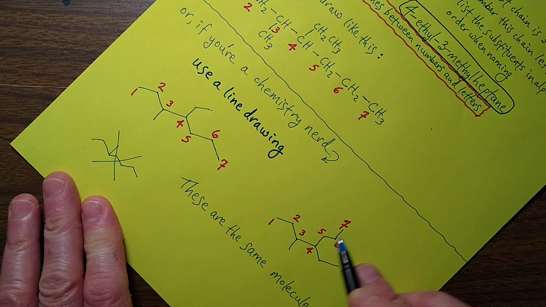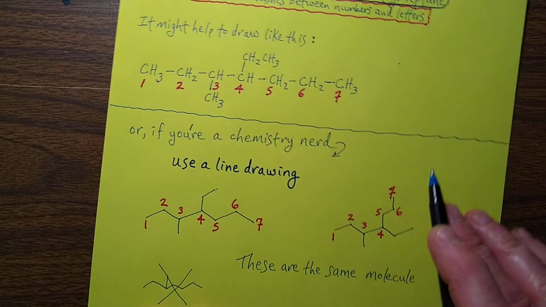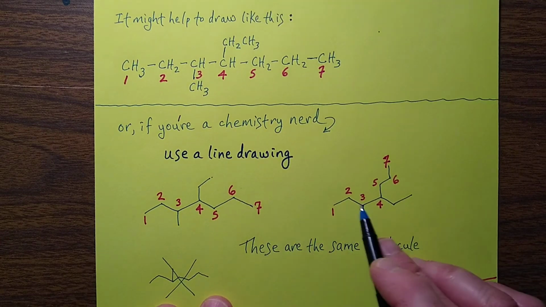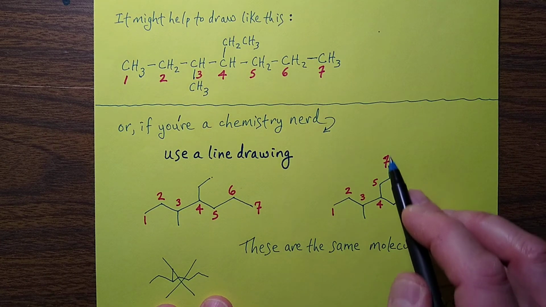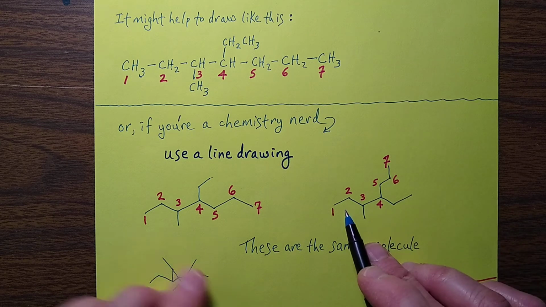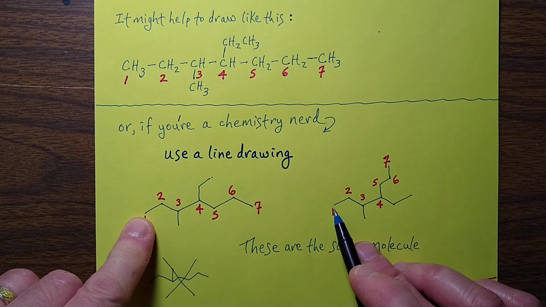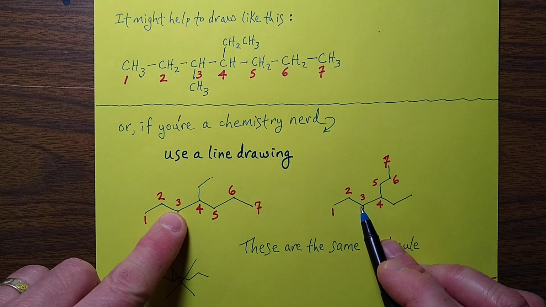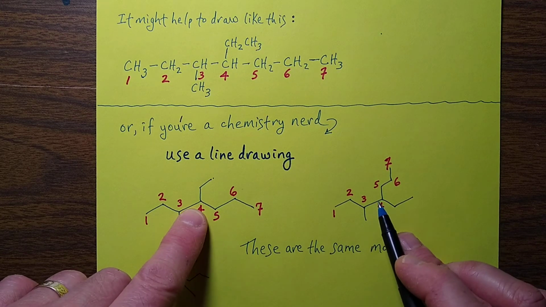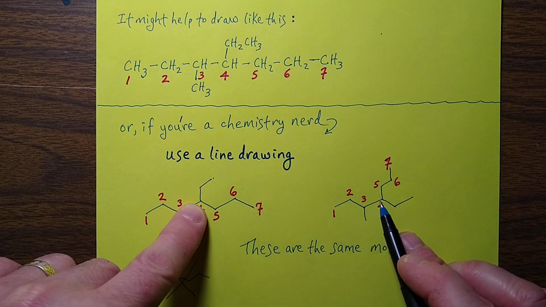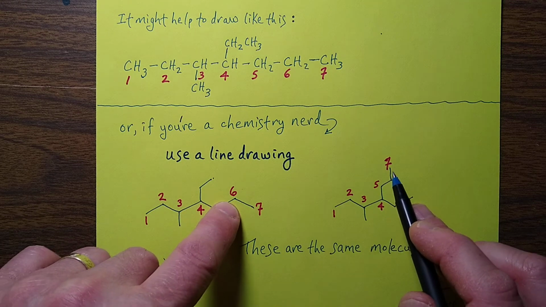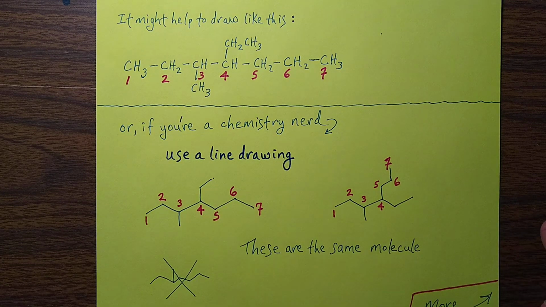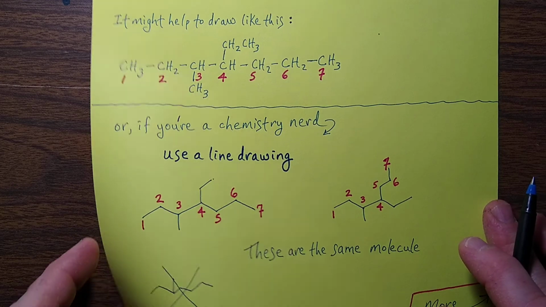No, here's my longest chain right here. So it's not as straightforward, but here my longest chain is not in a straight line. It's kind of going like that, which is totally fine. But as long as you follow along with your finger and see that it follows the same branching pattern, it's the same molecule. 1, 2, 3, a branch. 4, another branch. 5, 6, 7. Same molecule. So that takes practice.